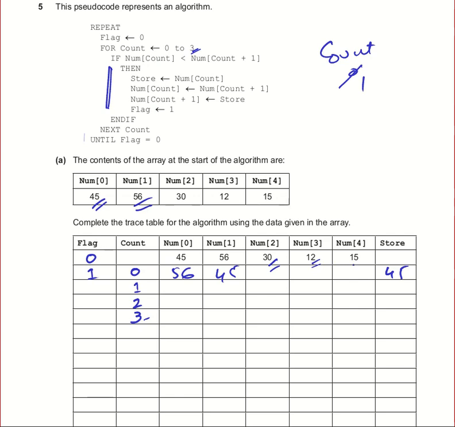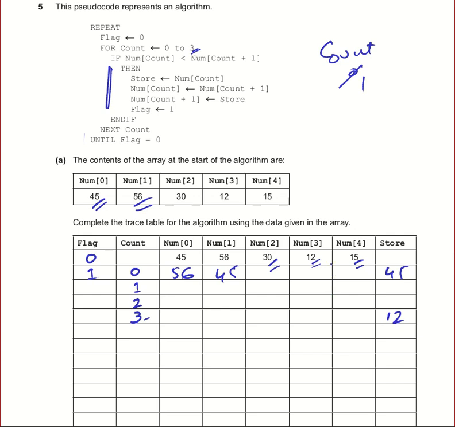So is 12 less than 15? Yes, it is. It is going to go inside this if statement and again perform the swapping steps. So num count is 3. That means num3 will be copied to store. So num3 is 12. This will be copied over here, and num count plus 1, which is 4 now, the value 15 will be copied to num count.